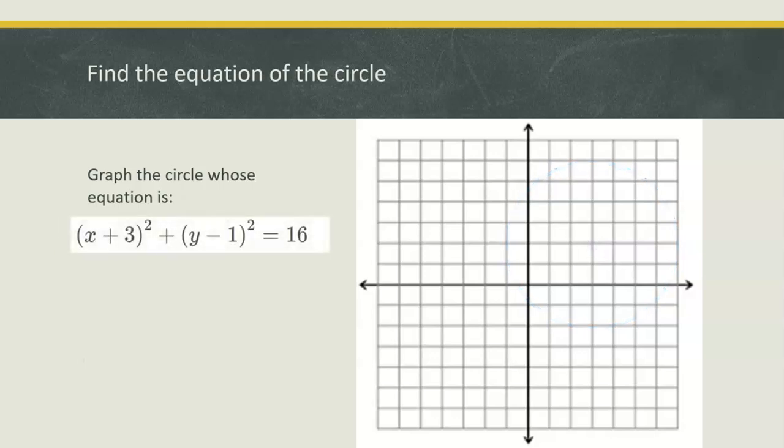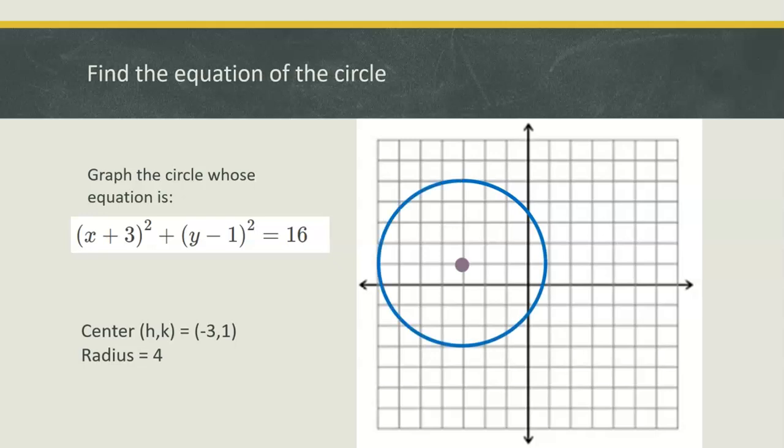Let's say, here we go, we have (x plus 3) squared plus (y minus 1) squared equals 16. So instead of having a positive 3, now we would have a negative 3. Our center point would be (negative 3, 1), because we have x plus 3 instead of x minus 3. And our radius would be 4 because we're taking the square root of 16. So we can plot (negative 3, 1) on the graph, and then our circumference will be 4 units from every point on that midpoint.